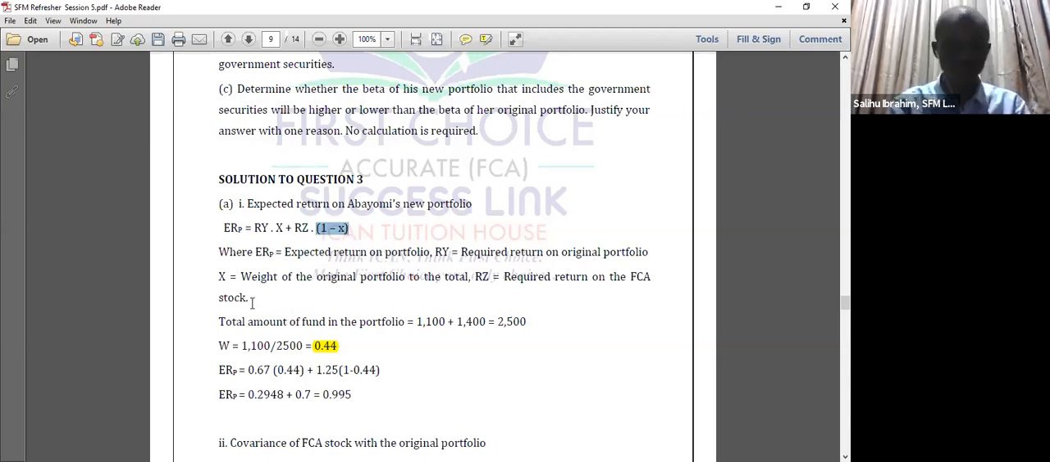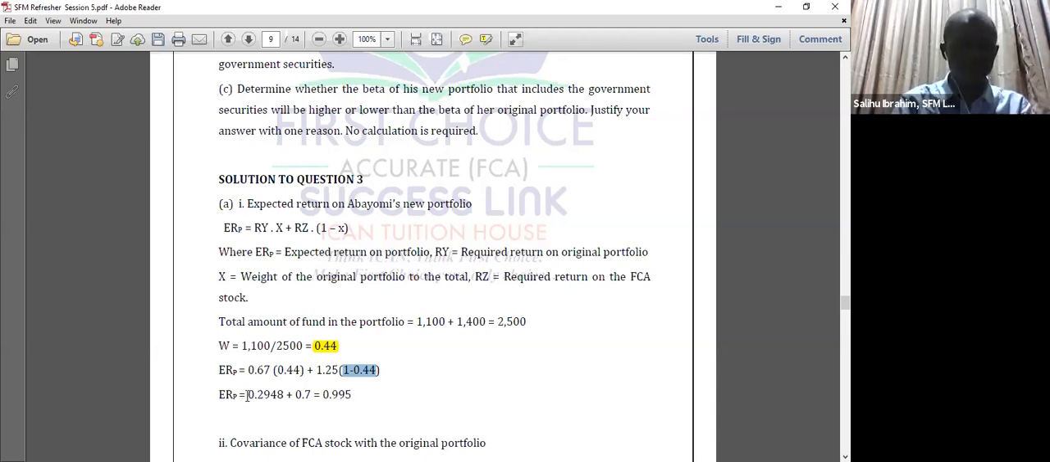So I will say my expected return on the portfolio is 0.67 times the weight of the original portfolio, which is 0.44, then plus the return on the FCA stock multiplied by the weight of the FCA stock. Can you see that? That is how you compute your expected return on the portfolio. It follows the same principle you know under your expected return. The same principle. There is no difference at all.